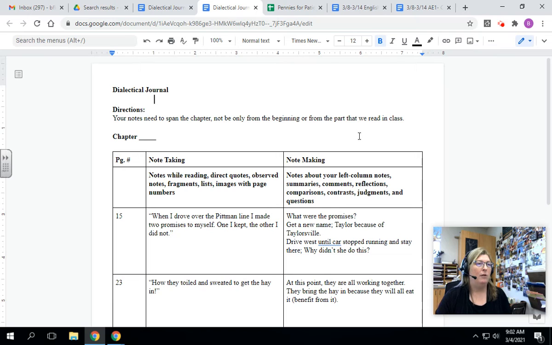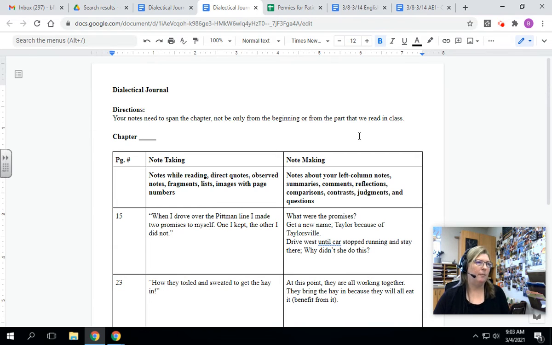And so what we will do is we'll turn in a dialectical journal at each reading break. And so we'll have meeting days for the choice unit. And on those meeting days, whatever you've read so far, you'll have a dialectical journal for that and you'll turn it in. So I'll share those due dates with you soon. But I want to show you what this is and how you use it.